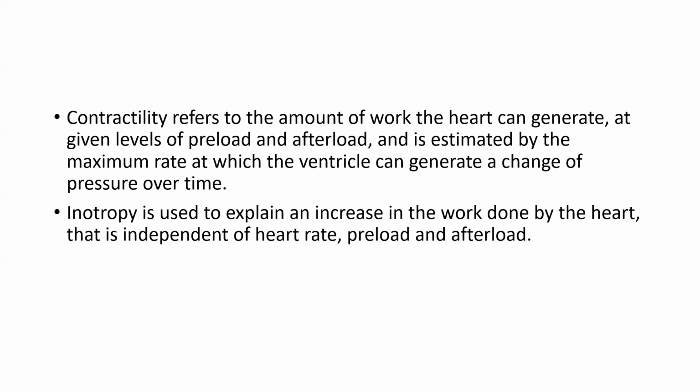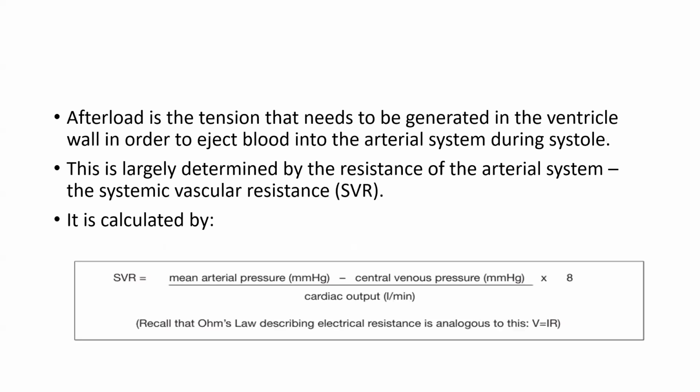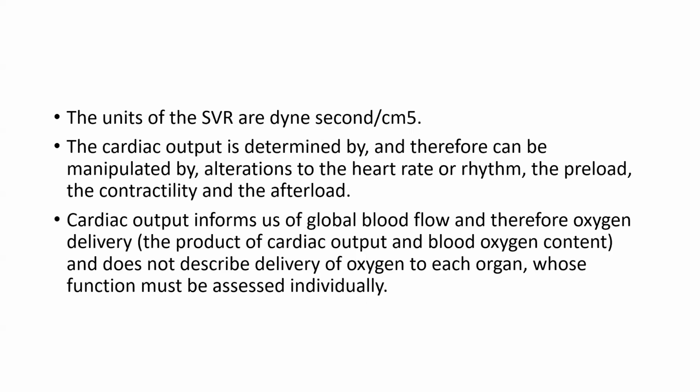Inotropy is used to explain the increase in the work done by the heart and is independent of the heart rate, preload, and afterload. Afterload is the tension that needs to be generated in the ventricle wall in order to eject the blood into the arterial system during systole. This is largely determined by the resistance of the arterial system, the systemic vascular resistance. It is calculated as mean arterial pressure minus central venous pressure, divided by cardiac output, multiplied by 80. The unit of systemic vascular resistance is dyne second per centimeter to the fifth.